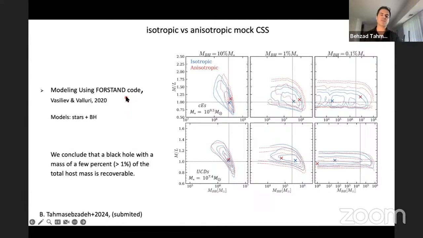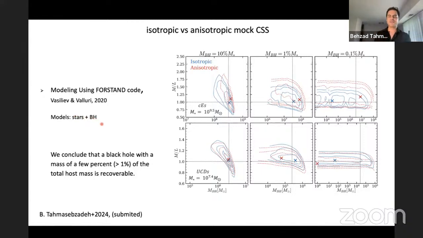So we use the Forstand code. It is part of the Agama galactic dynamics tool package, as I told you already. Our models are fairly simple. We have a stellar component and a black hole. We don't include the dark matter. First of all, there is no evidence for dark matter in UCDs. And for compact ellipticals, in some of them they found evidence for dark matter, and some of them no.